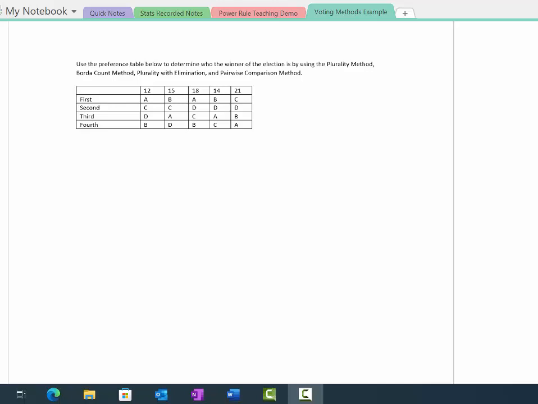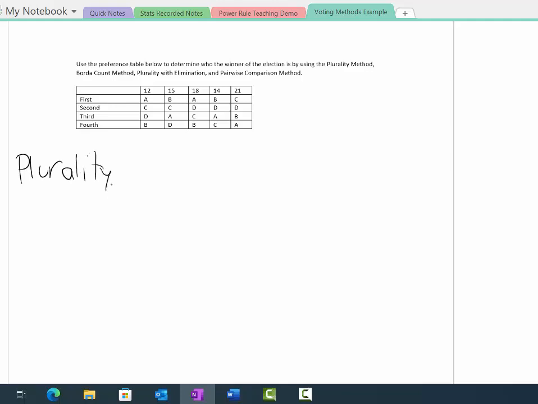In this video, we're going to begin our discussion with reviewing voting methods. So we're going to use a preference table below to determine who the winner is of the election by using the plurality method, Borda count, plurality with elimination, and pairwise comparison method. So let's start with plurality.